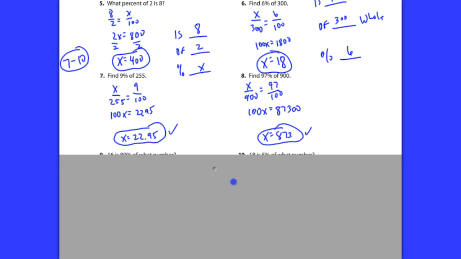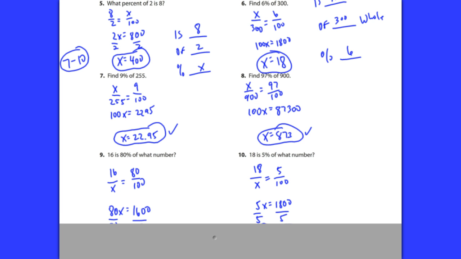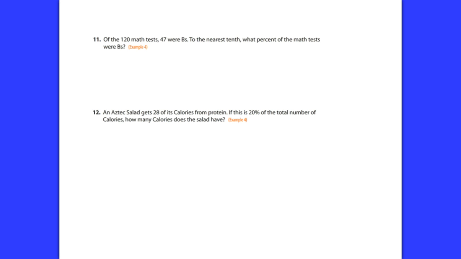Number 9 and 10. All right, I guess I can just make this completely go away. For number 9, I got 20. And for number 10, I got 360. There's the work. So hit pause and look those over if you need to. What I do need to do now is talk about numbers 11 and 12.